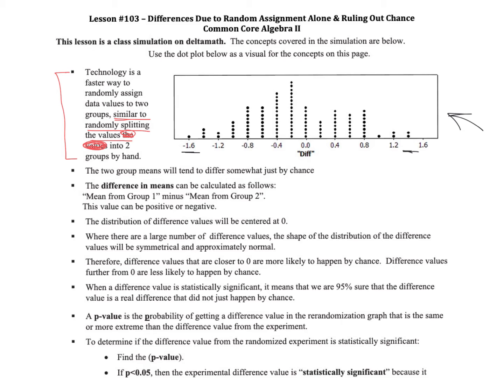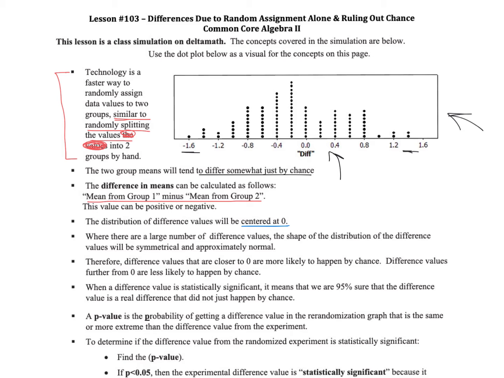The two group means will tend to differ somewhat just by chance. So this is a chance graph. When we randomly assign them, what happens? The difference in means is always the mean from group one minus the mean from group two, and that way we have some positives and negatives. The distribution of difference values will always be centered at 0. So we have some above and some below just by chance.